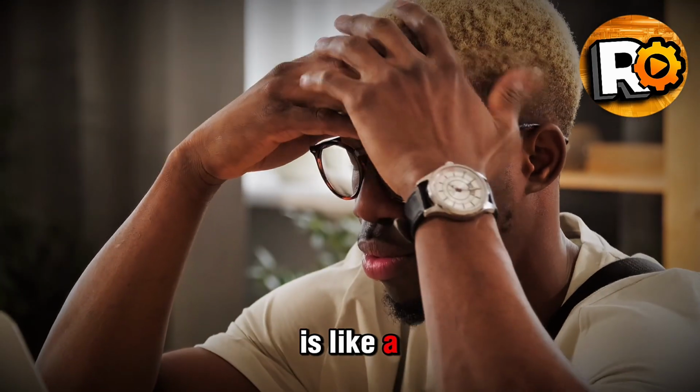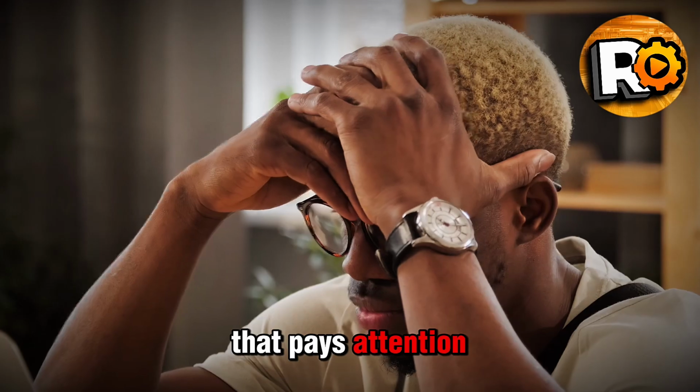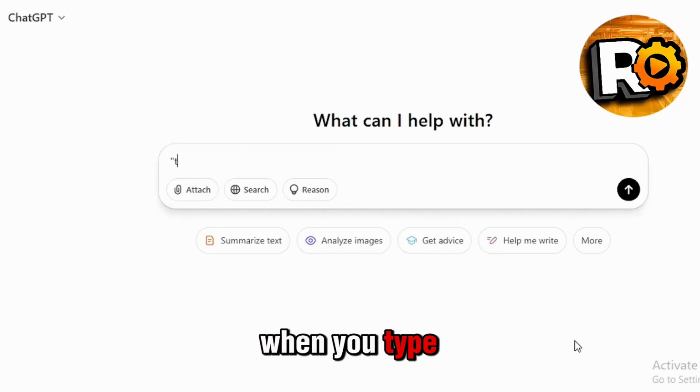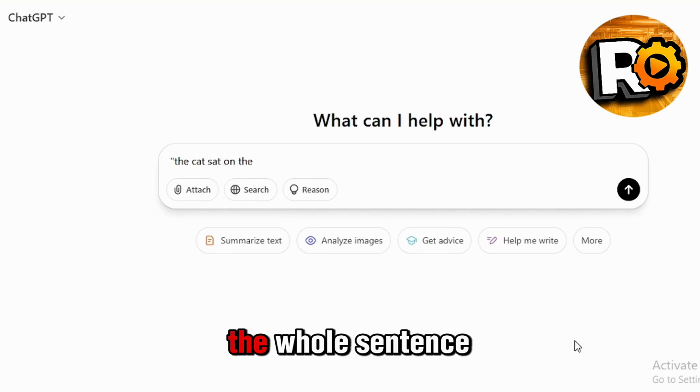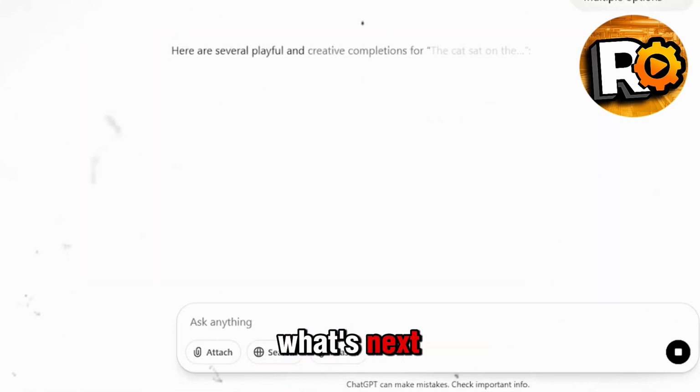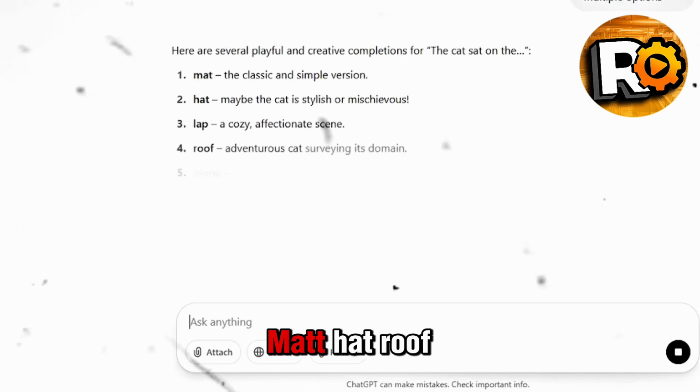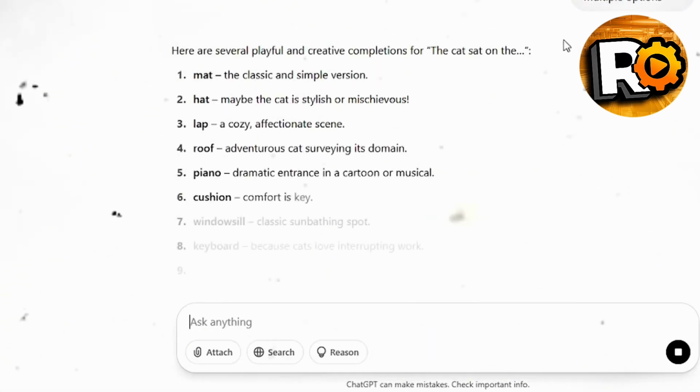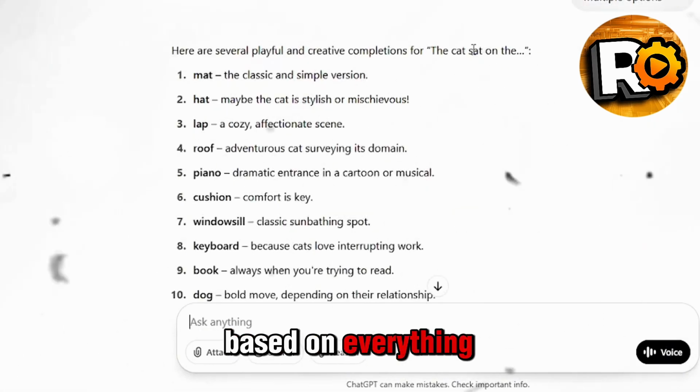Don't worry, I won't bore you with math, but here's the gist. A transformer is like a super smart brain that pays attention to context. When you type, "the cat sat on the..." the model doesn't just look at those words. It looks at the whole sentence, paragraph, or even conversation to guess what's next. Mat, hat, roof. It picks the most likely word based on everything it's learned.